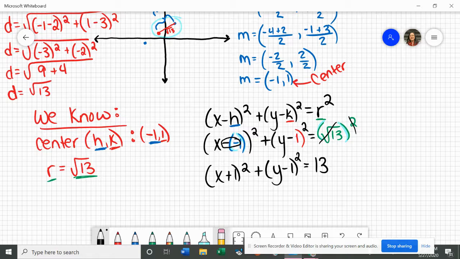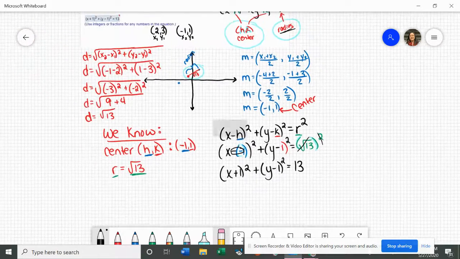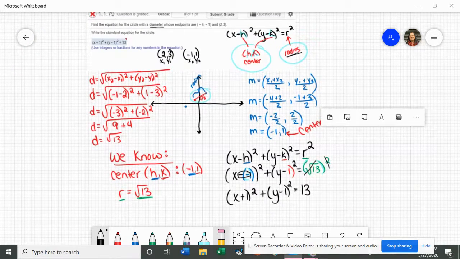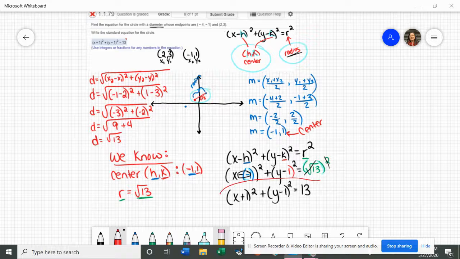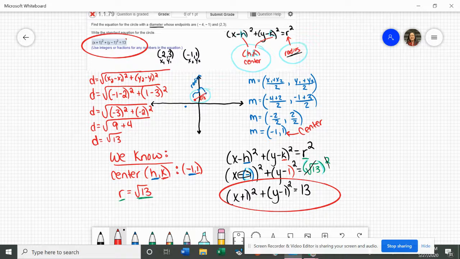And let's go back and check what we have. Is that what they had up there as their answer? We ended up with this, and they ended up with that. And guys, it looks like we have the same answer.